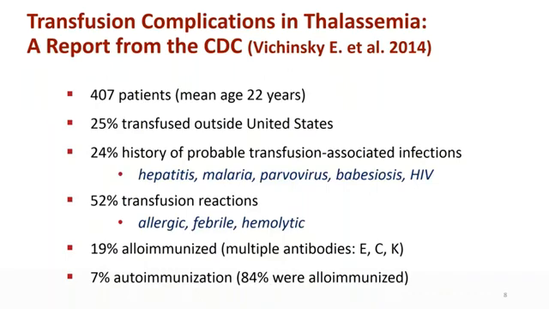During the trial and during the monitoring, there was a remarkable number of diverse types of transfusion reactions. Overall, 52% of the entire population had documentation of a reaction, usually allergic or febrile, but sometimes hemolytic and sometimes life-threatening. When one looked at the antibodies, 19% of the whole population were immunized, usually to E, C, and K, often multiple antibodies, and of the total population, 7% developed an autoantibody, and most of those were alloimmunized.